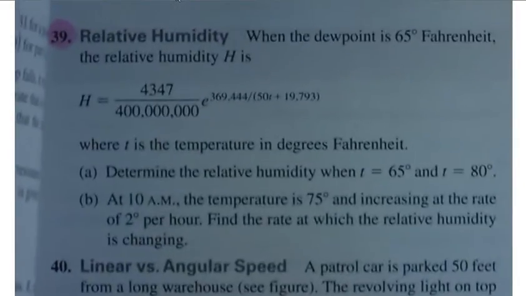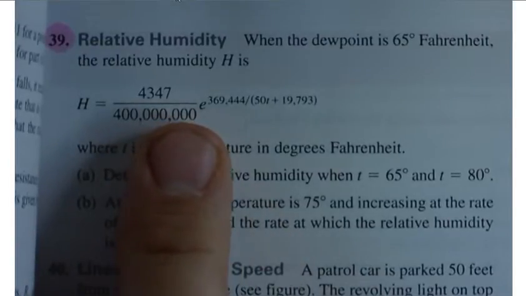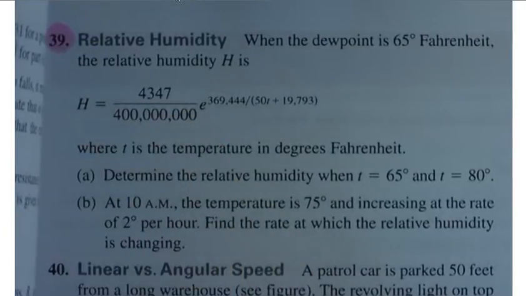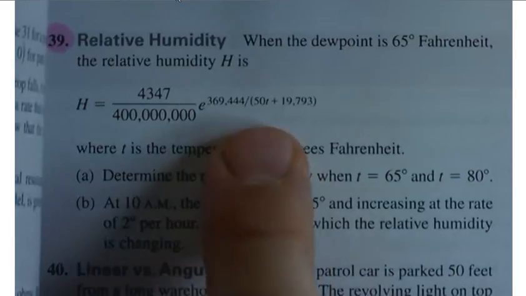On an exam, I would not give you something quite so number intense to work with. I mean, I really want to, it's like, who comes up with this stuff, right? These are pretty impressive numbers. 4,347 over 400 million. Okay, that sounds pretty precise. And then this exponent here is pretty crazy too.